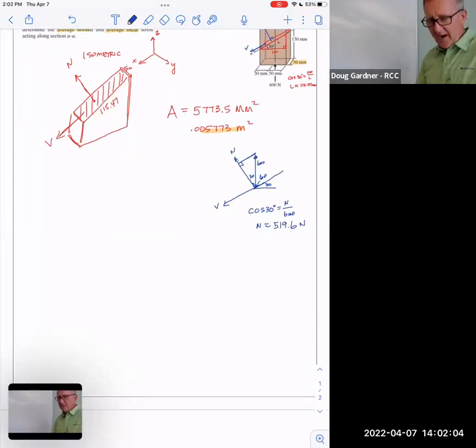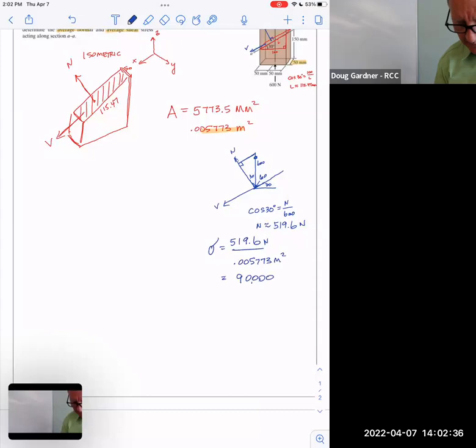So armed with that, I can actually find which one is this? Is this sigma or is this tau? This is sigma because it's the normal one. So I take the force that's perpendicular, which again is 519.6, not 600, divided by that area that I determined. Since this is newtons and this area is square meters, I'm going to get an answer in pascals. And when I do so, I get 90,000 pascals. What's going to be in the back of the book though? 90 kilopascals. To which I would just say, oh yeah, good, I got it right.